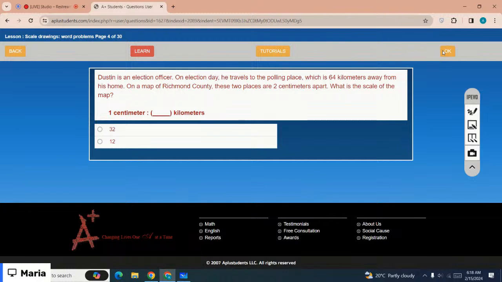The correct option is 1 centimeter equals, yes, that is 32 kilometers. 1 centimeter equals 32 kilometers. The correct option is 32. Got it?